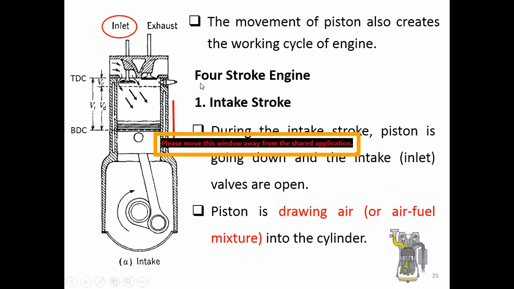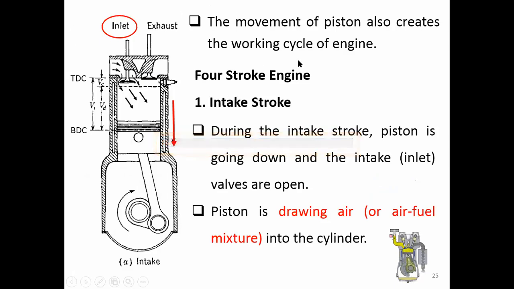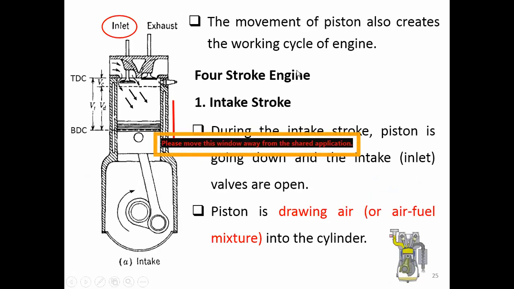Okay, so that is the basic geometry, right? We have the volumes, the compression ratio, and we know where the volume is. Okay, so let's look at the working cycle of the engine. It's created because of the movement of the piston. So let's first look at the four-stroke engine.